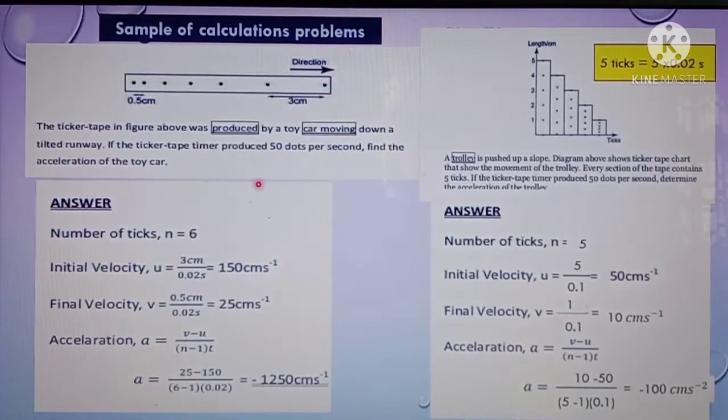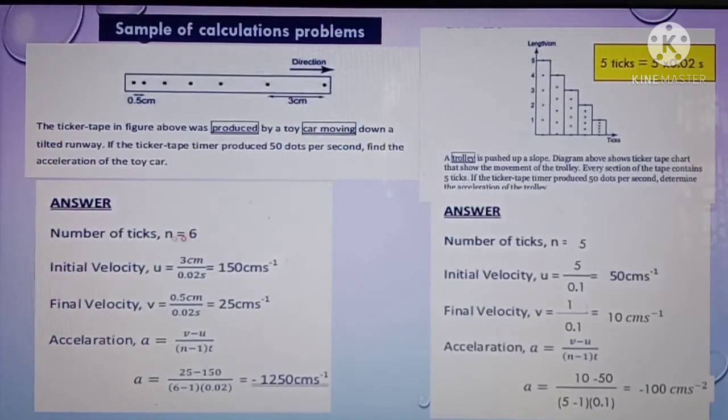So remember the formula for acceleration: a equals final velocity minus initial velocity divided by time taken for change in velocity. So look at this situation. The ticker tape figure above was produced by a toy car moving down a tilted runway. If a ticker tape timer produced 50 dots per second, find acceleration of the toy car. So the word 50 dots per second means 1 tick equals 0.02 s.